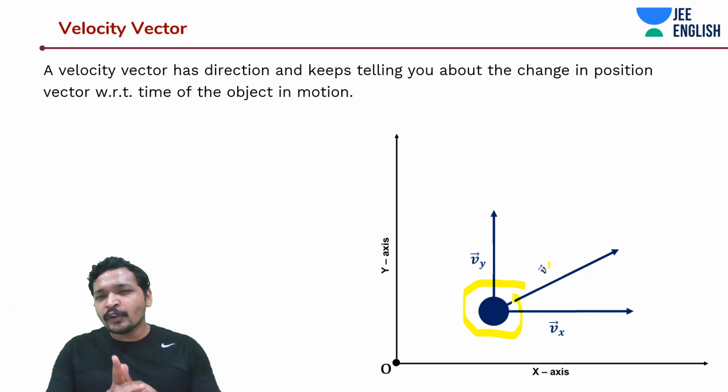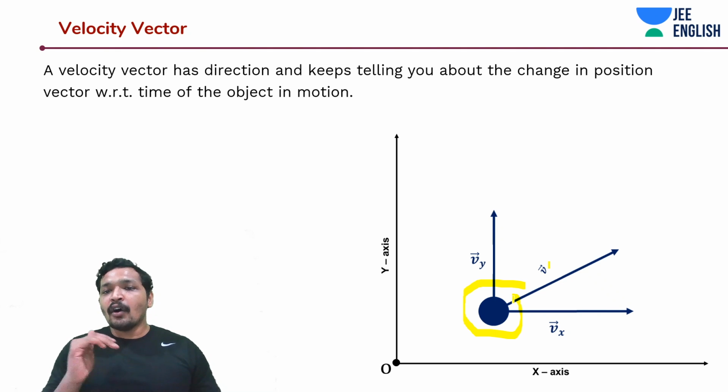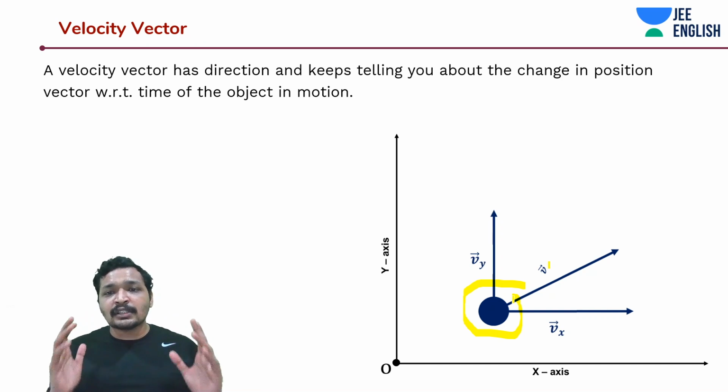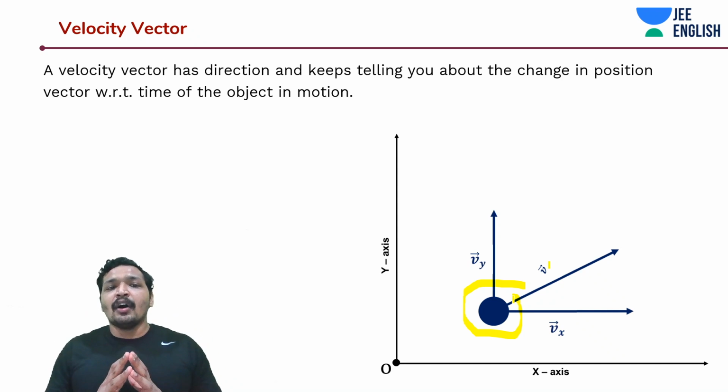But what if I have told you I am moving 1 meters per second parallel to x-axis? That gives you better information about the change in position. That gives you the definite position where I am. So a velocity vector is one where it defines the direction of the movement of this position vector or this object's position. So velocity vector has both the direction and keeps telling you constantly about the change in position of this object with respect to time.